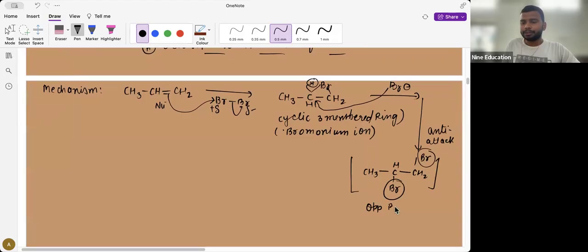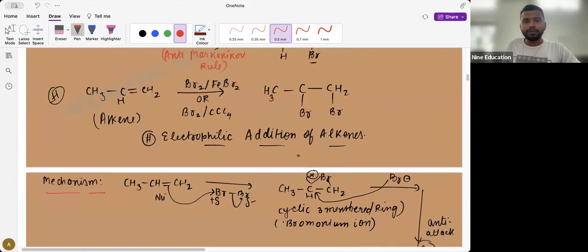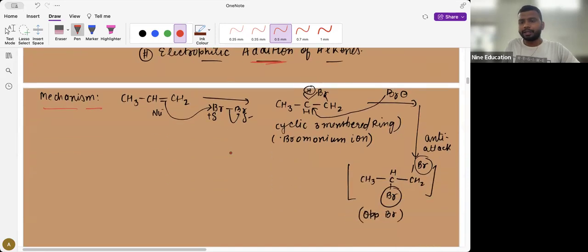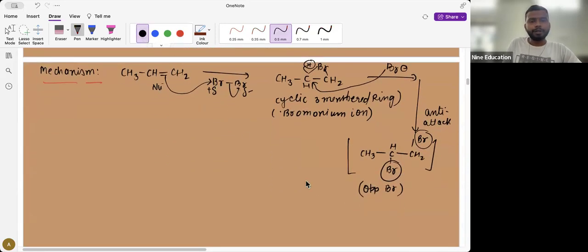Opposite Br. है ना. And from this only we will come to know that these two Br have broken the bond of alkene and substituted them here. And this is only known as addition of alkenes. इसको क्या कहते हैं? Addition of alkenes. We added both the bromine atoms on the alkene. है ना?